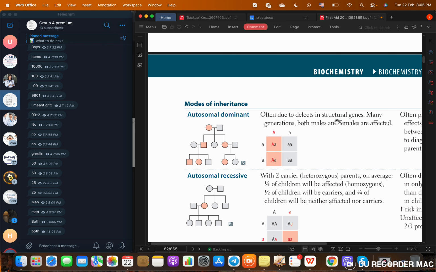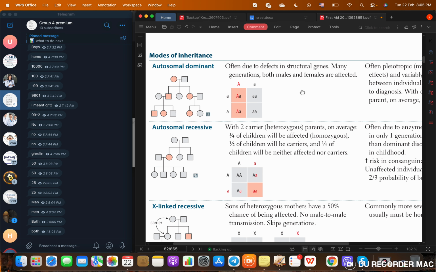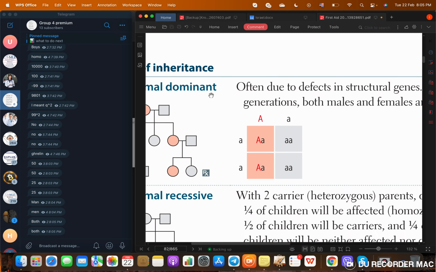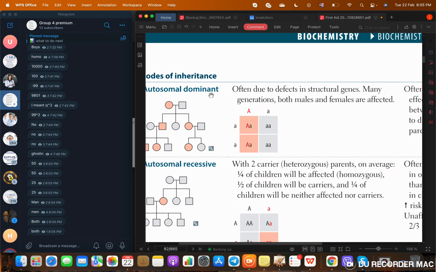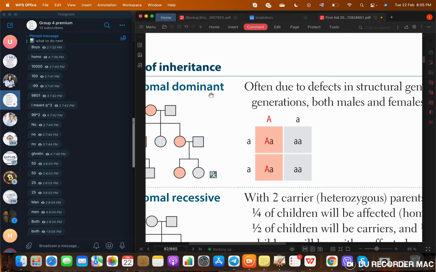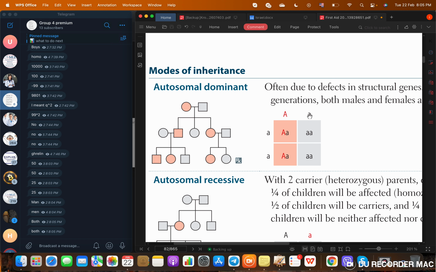Often due to a defect in a structural gene, many generations, both males and females can be affected. So if you have only one of the affected alleles, you will have the diseased one. So guys, please do not be tricked. They must tell you which allele is the sick one. In this case, for example, they are considering the big A to be the sick allele. It could be the small a as the sick allele. It all depends on the question.